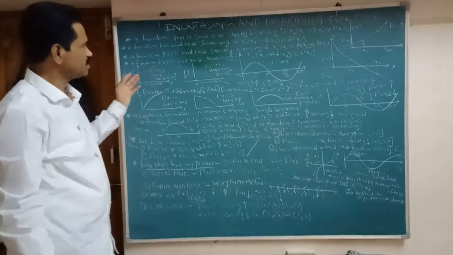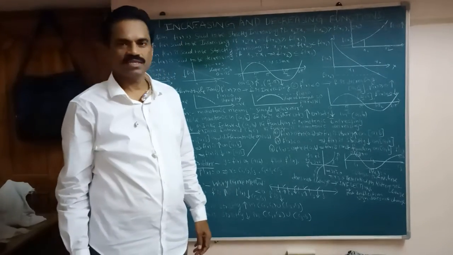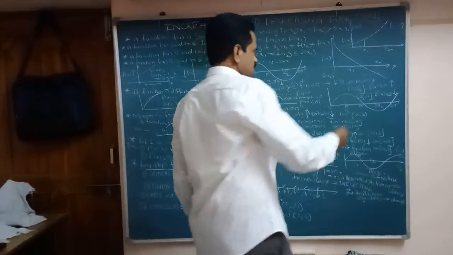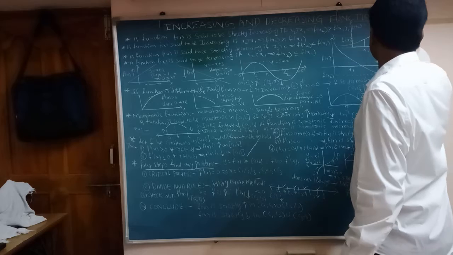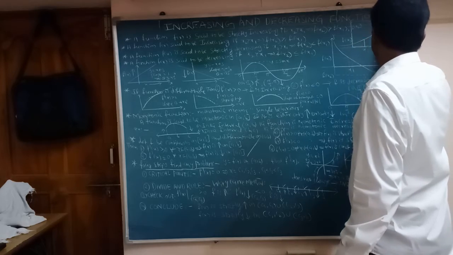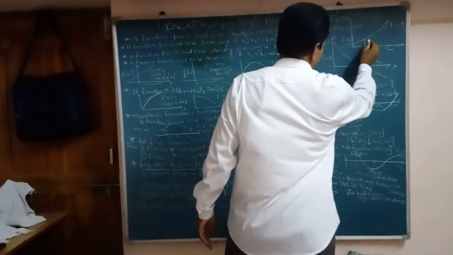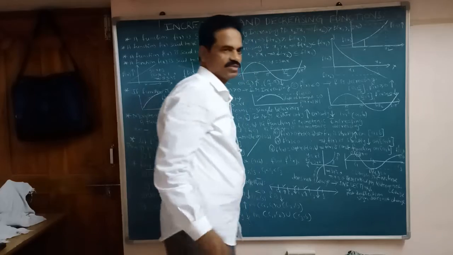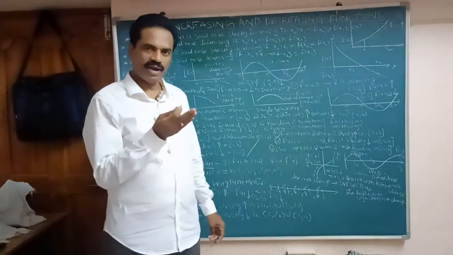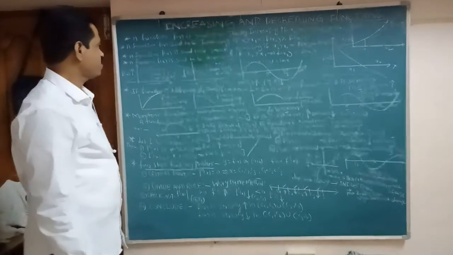So a function f of x is said to be increasing if x2 greater than x1 implies f of x2 greater than or equal to f of x1. Same curve like this will come. Here y is equal, it is parallel to the x axis, so there is no change here, and it is still increasing. So that is f of x2 greater than or equal to f of x1.